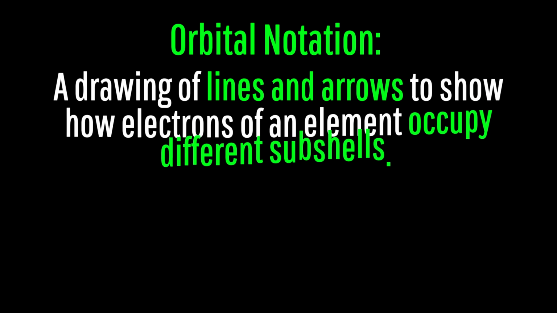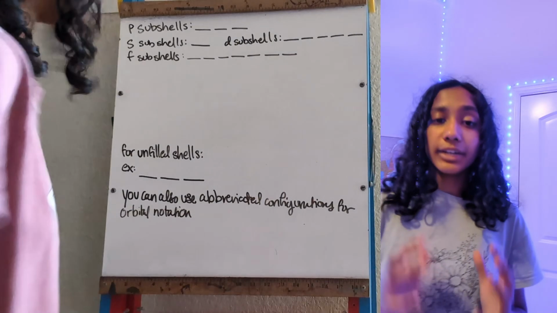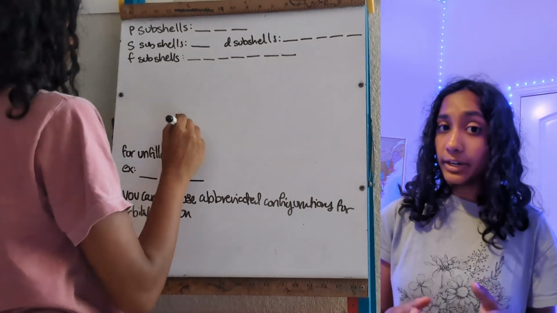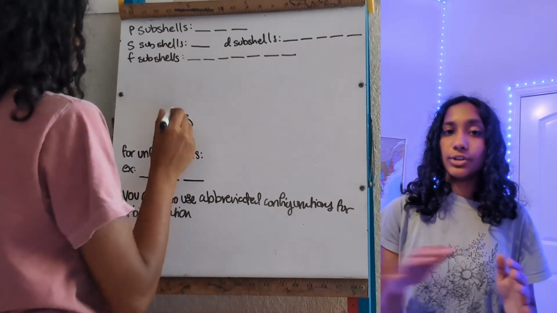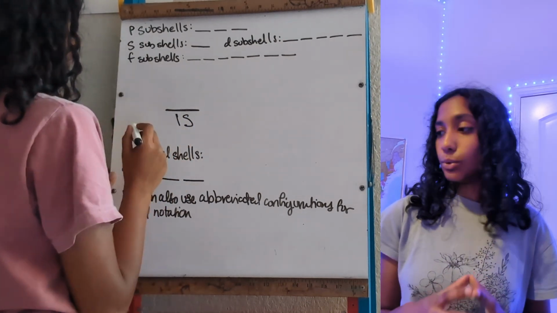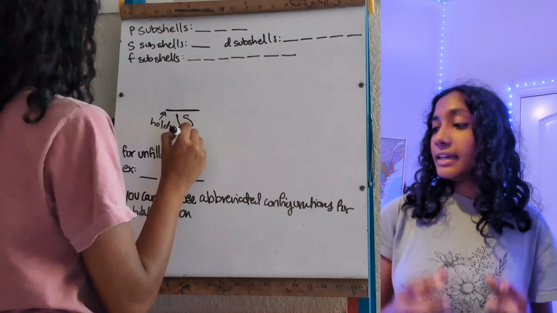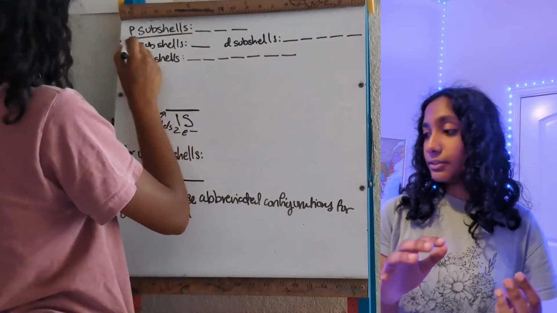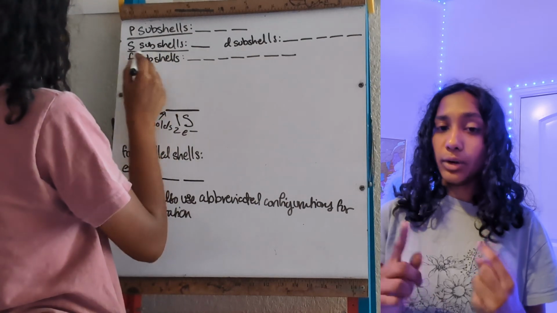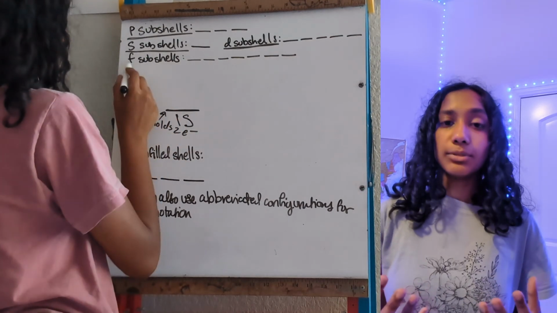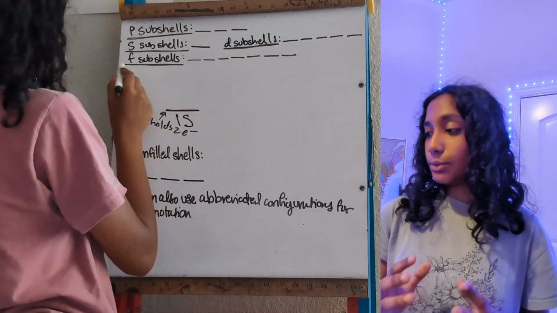We can also write out electron configuration as orbital notation, which uses lines and arrows to show how electrons of an element occupy different shells. So for each sublevel, you write out its shell number and then the subshell's letter, such as 1s. Then, above it, you draw a horizontal line. This line represents an orbital, which are tiny parts of a subshell that can hold 2 electrons. P subshells will have 3 lines for 3 orbitals. S subshells will have 1 line for 1 orbital. D subshells will have 5 lines for 5 orbitals, and F subshells will have 7 lines for 7 orbitals.